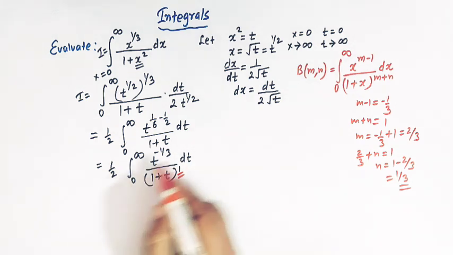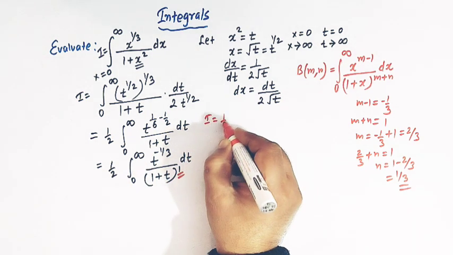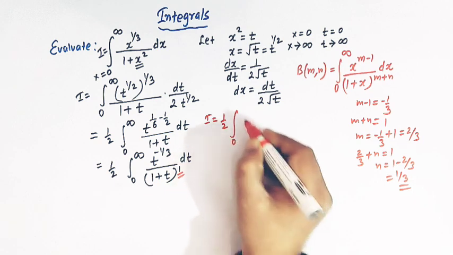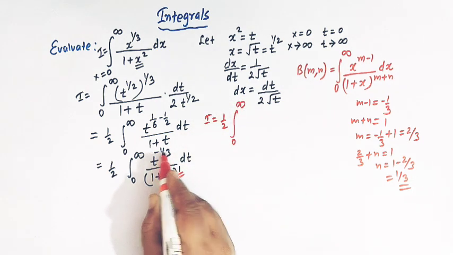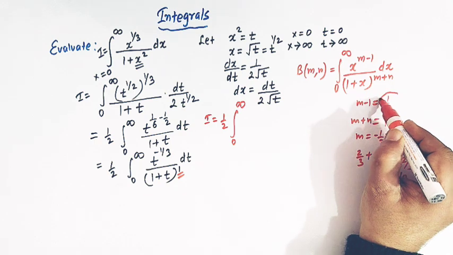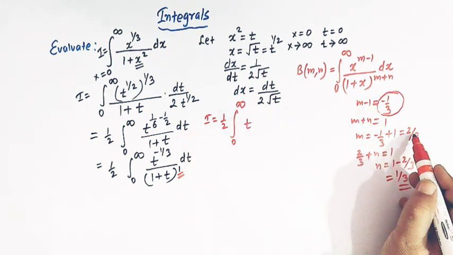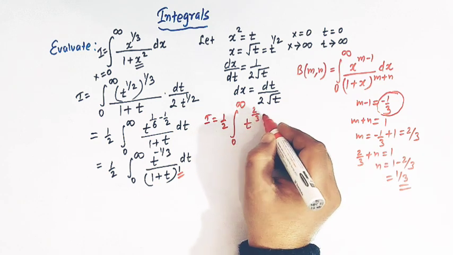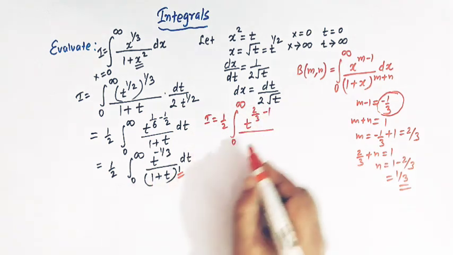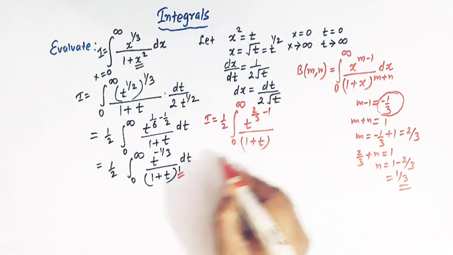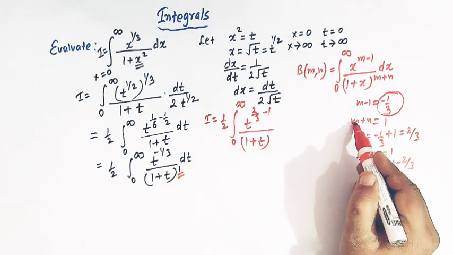So now this integral I takes the form half 0 to infinity t raised to minus 1 by 3. Now see, minus 1 by 3 can be written as m minus 1. So m is 2 by 3. So we can write 2 by 3 minus 1. And here we have 1 plus t raised to 1, where 1 is equal to m plus n.